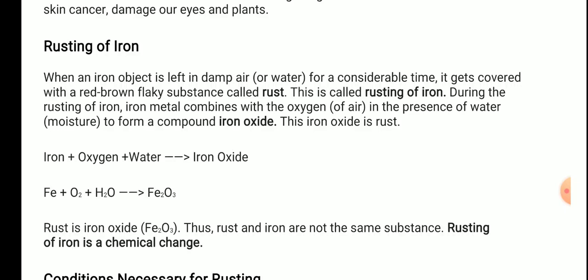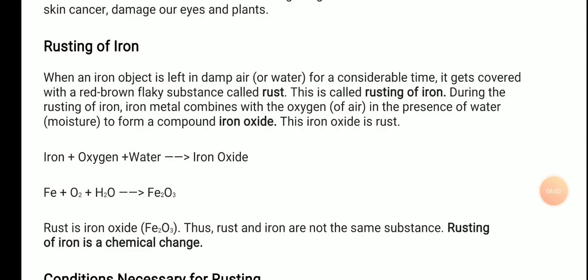Take a look at this equation. Iron plus oxygen plus water gives iron oxide. This is the word equation. Fe plus O2, oxygen, plus H2O, water, gives iron oxide, which is Fe2O3. Iron, Fe, reacts with oxygen, O2, and water, H2O, to give Fe2O3, that is iron oxide. Rust is iron oxide, Fe2O3. Thus rust and iron are not the same substance. We have discussed it. Rusting of iron is a chemical change.